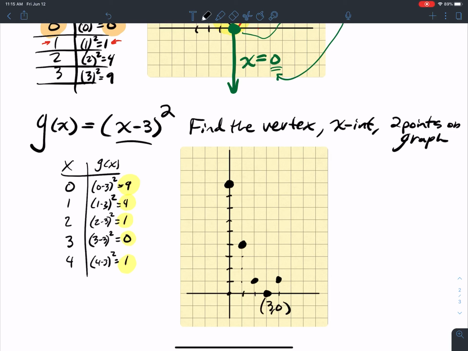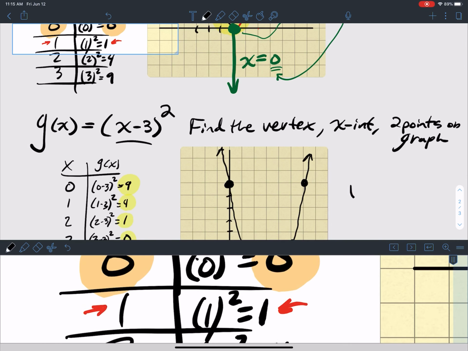And then it looks like it goes back up again at 4. I go over to 1. At 5, if I plug that in, I'm going to get 4. At 6, I plug that in, I'm going to get 9. And so you can see here, it looks like we're going up and we got that same image going on here. Now the vertex here is (3, 0).